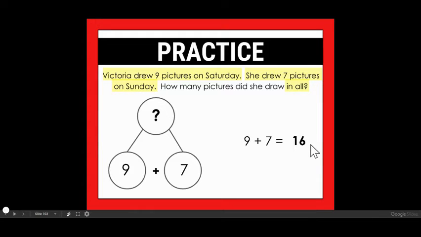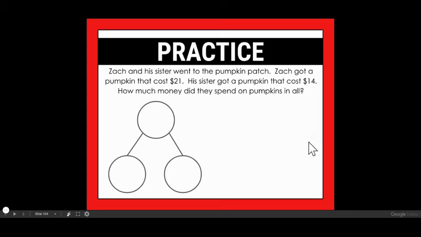All right, let's try another one. This one says, Zach and his sister went to the pumpkin patch. Zach got a pumpkin that cost $21. His sister got a pumpkin that cost $14. How much money did they spend on pumpkins in all? All right, so here's my number bond. Let's go back and read sentence by sentence and start plugging in information into my number bond.